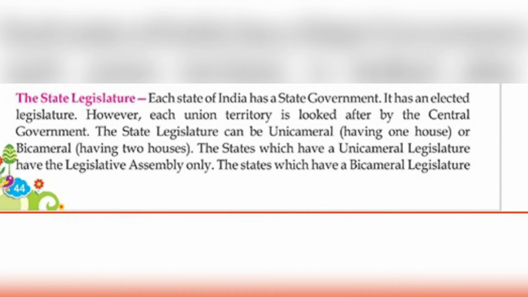Each state of India has a state government. Like our state, that is UP, has the government of BJP. It has an elected legislature. However, every union territory is looked after by the central government.